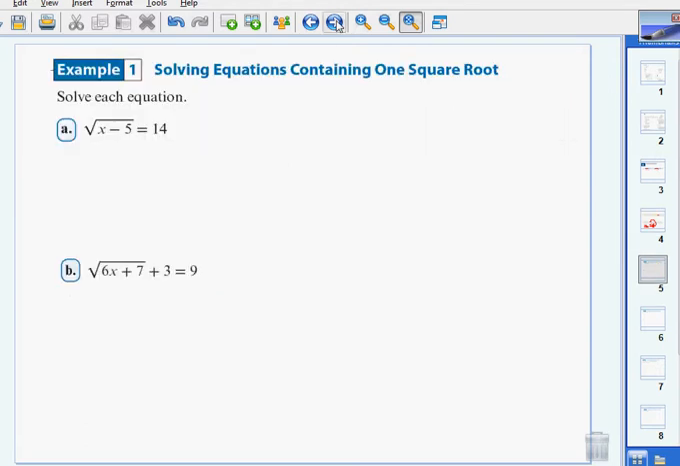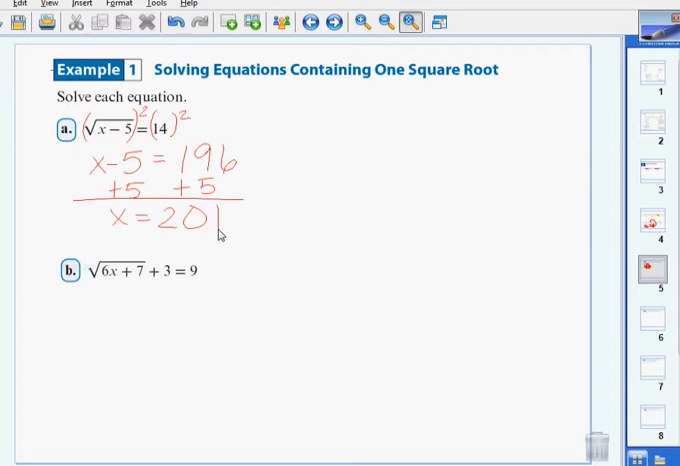The concept itself is very straightforward, because to get rid of a radical, you can square both sides. That's what we're going to do. When you square both of these, you'll get x minus 5 is equal to 14 squared, which is 196. Then when we bring the plus 5 over, we get x is equal to 201. Does everybody follow that?